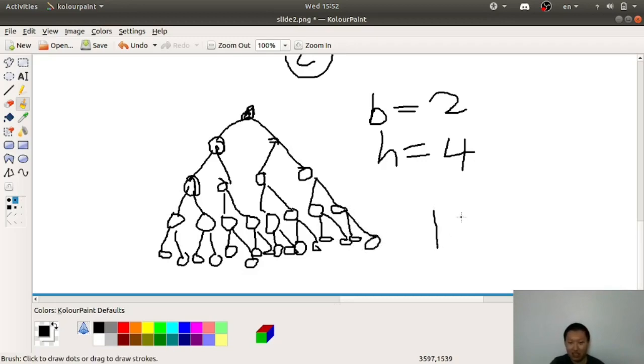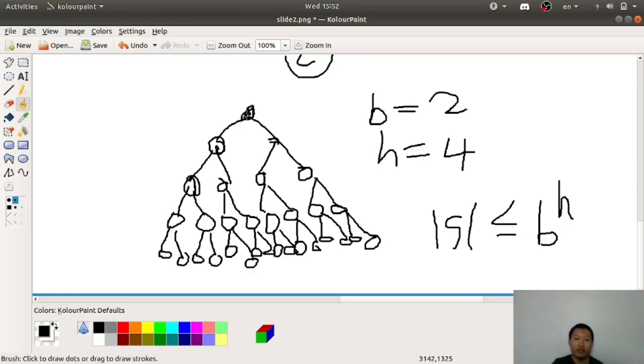Okay, so that's some intuition behind this formula. Why is the length of the string less than or equal to b to the h? It's because at each level, the number of nodes you have in the tree grows exponentially. So if b is 2, it can double. If b is 3, it can triple. If b is 4, it can quadruple, right? And h tells you how many levels you can have at max.